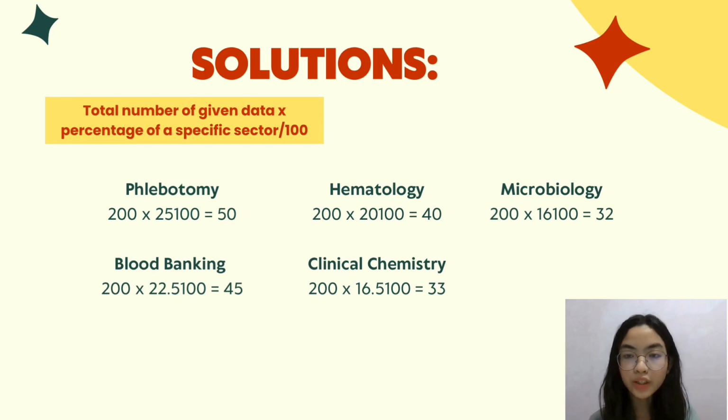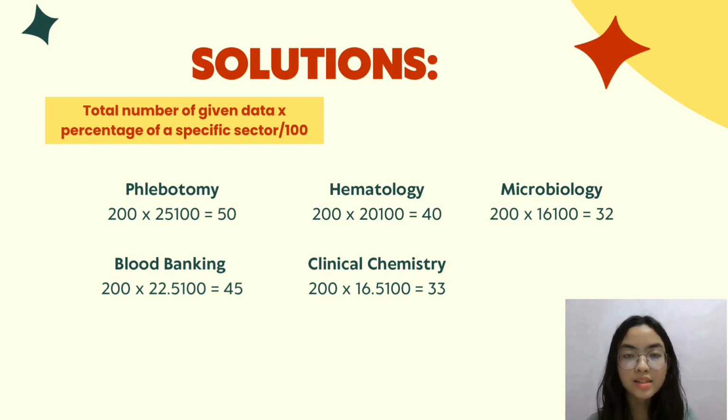Blood banking has 22.5%, so we will be multiplying 22.5 with 200 and dividing it by 100. We will get 45. So, 45 students chose blood banking. Hematology has 20%, so we will be multiplying 20 with 200 and dividing it by 100. We will then get 40. So, 40 students chose hematology.